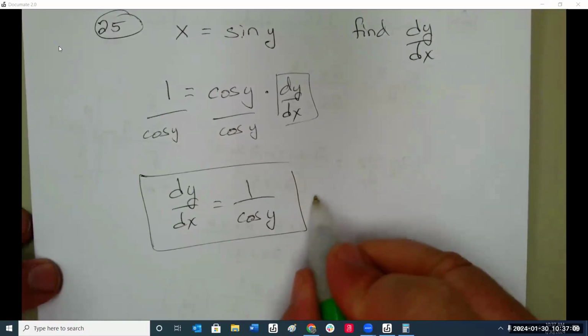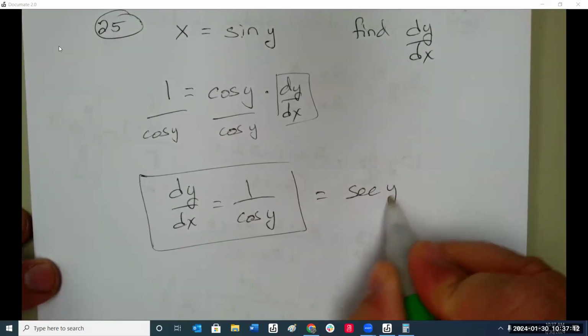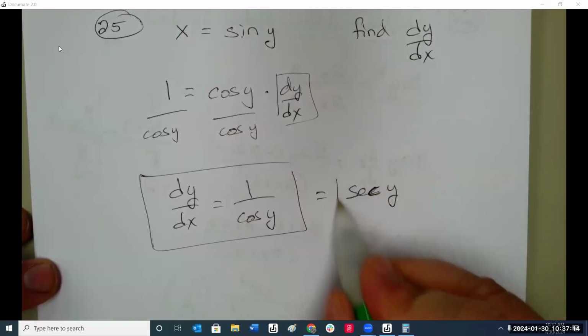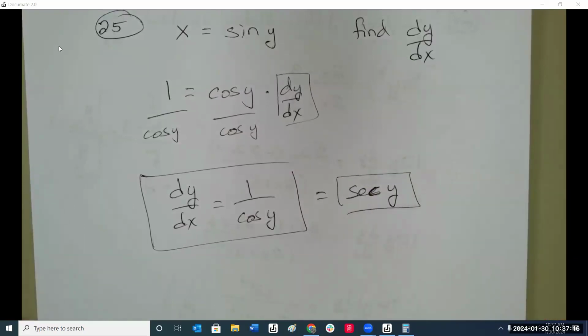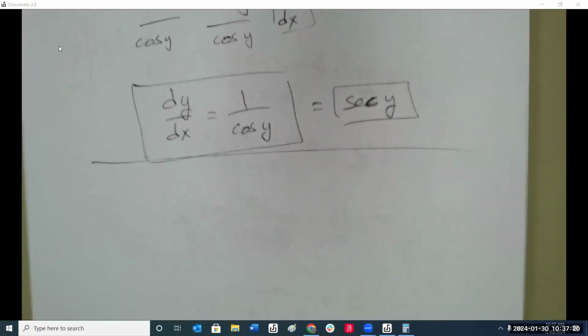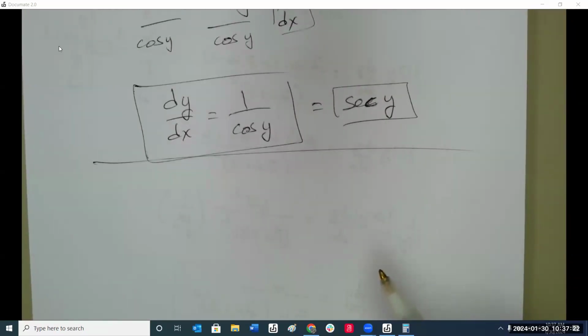And that equals secant y. Yes. Yeah, so if you take another step, do so.